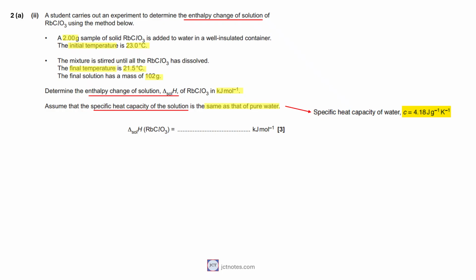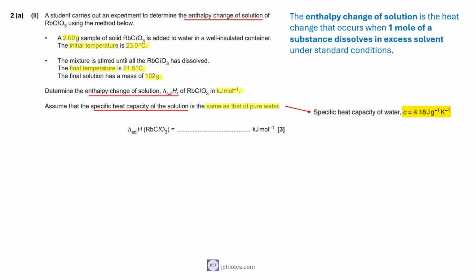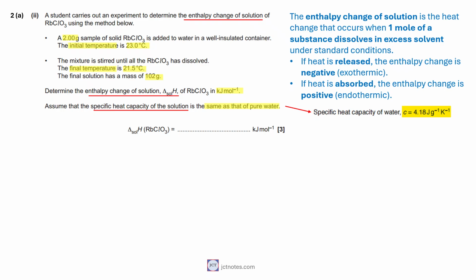The enthalpy change of solution is the heat energy change when 1 mole of a substance dissolves in excess solvent under standard conditions. Be careful with the sign of the enthalpy change. If heat is released, the process is exothermic, so the enthalpy change is negative. If heat is absorbed, the process is endothermic, so the enthalpy change is positive. In this example, the temperature decreases. A decrease in temperature means heat has been absorbed, so the enthalpy change will be positive. I will write the positive sign now so that I do not forget it later.